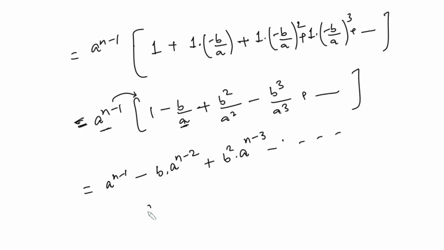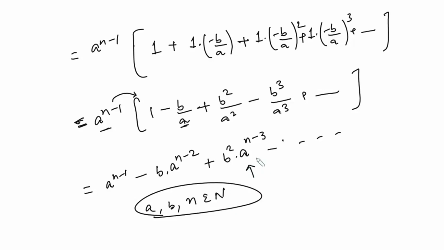As we know that a, b, and n all are natural numbers, so this expression here will give you an integer answer always. As this represents an integer and there will be no remainder left, therefore we can say that a raised to the power n plus b raised to the power n is divisible by a plus b.